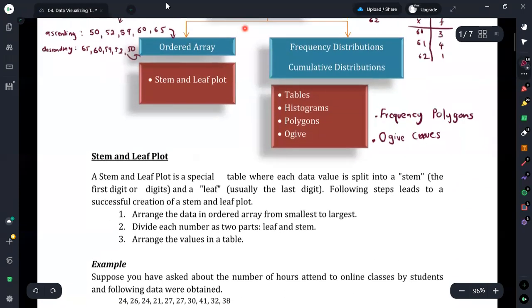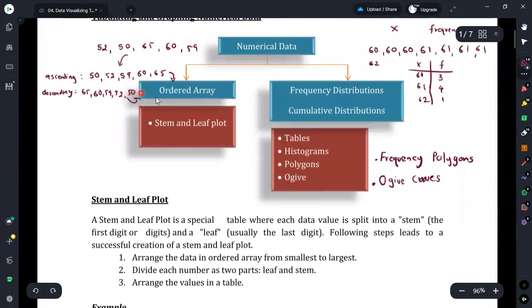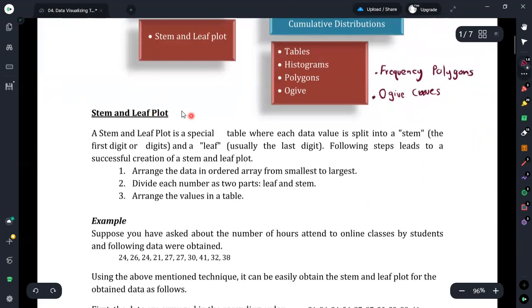Okay, now we will first discuss the data visualization technique for an ordered array of numbers. Here we can use the stem and leaf plot for the data representation of an ordered array of numbers. A stem and leaf plot is a special table where each data value is split into a stem and a leaf. And we can use the following steps to construct the stem and leaf plot.